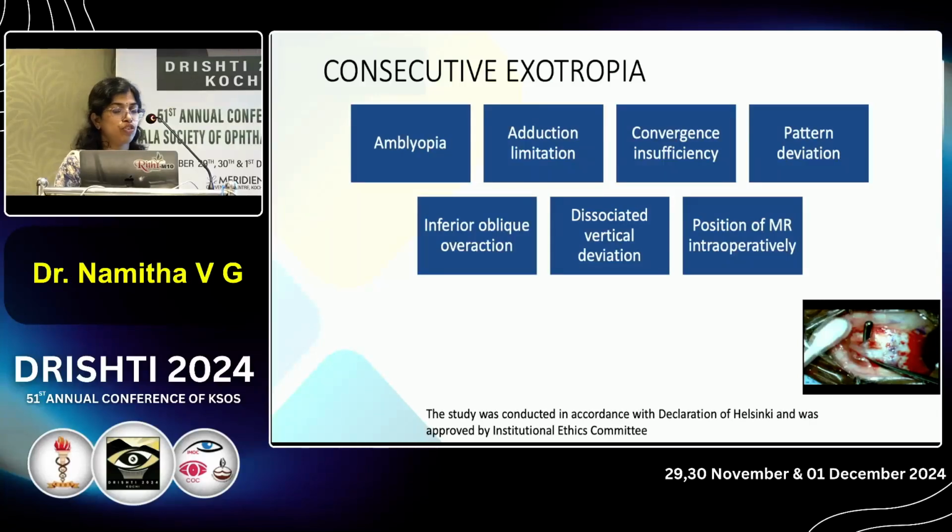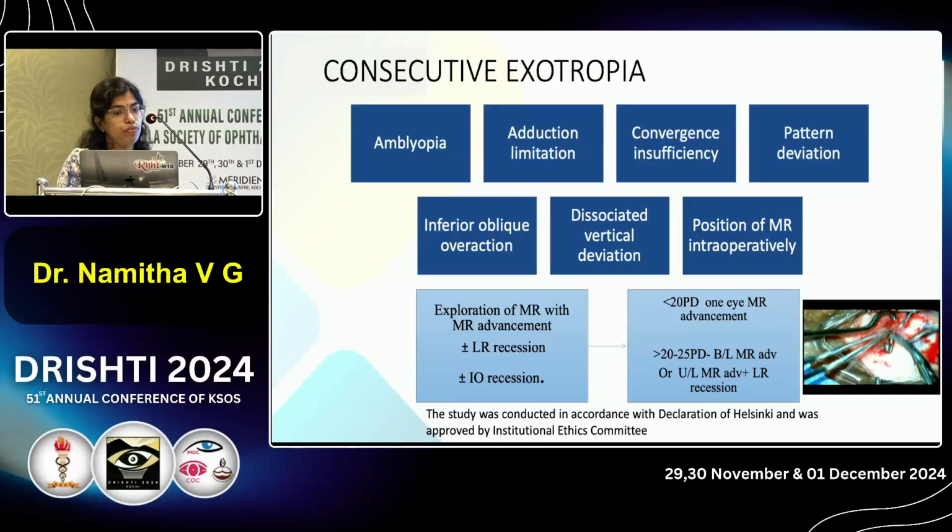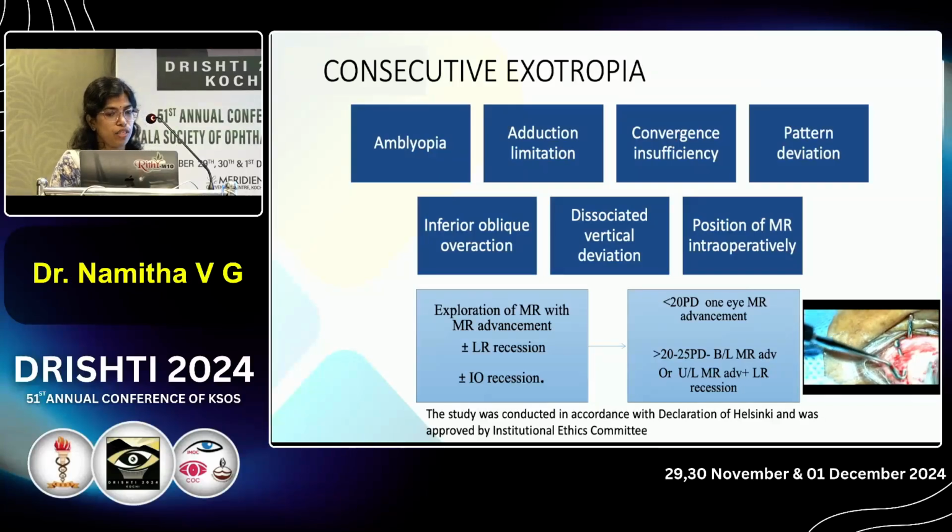Also, we assess the position of the medial rectus intraoperatively, whether there is any slipped muscle, any stretch scar, or whether all the muscles were at the intended position. All patients underwent exploration of the medial rectus, and most of them underwent medial rectus advancement with or without lateral rectus recession. Those with oblique overaction also had inferior oblique weakening. Those with less than 20 prism diopters, we advanced only one medial rectus. Those with 20 to 25 or more, we advanced either both medial recti, or a unilateral medial rectus advancement plus ipsilateral lateral rectus weakening.